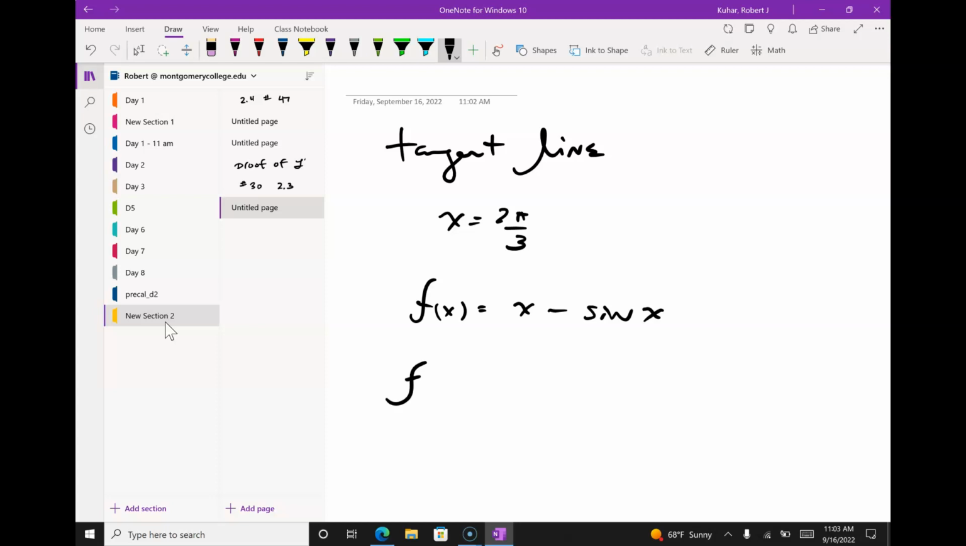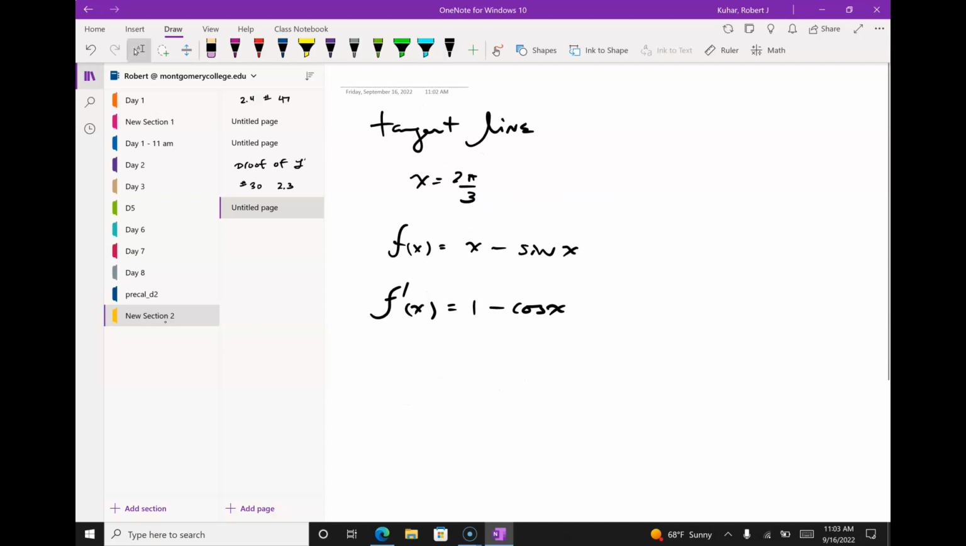Anybody know the derivative for me? Because today I'm going to give you the function, I'm going to give you the derivative. What? Derivative of x is what? Yeah, 1, right? And then derivative of sine is cosine. So we would need to find the y value.